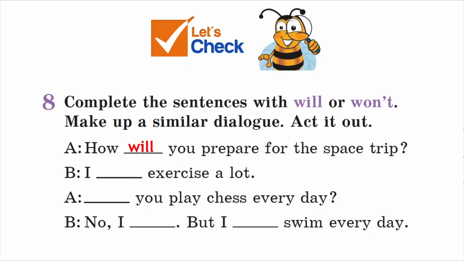Now let's check. And for this, I will need help. I will ask Daniel again to come and help me. Hello there again. Hi. So you'll be A. All right. How will you prepare for a space trip? I will exercise a lot. You're right. And will you play chess every day? No, I won't. But I will swim every day. Thank you, Daniel, again. You're welcome.